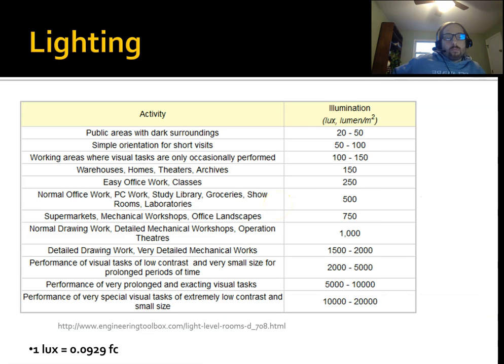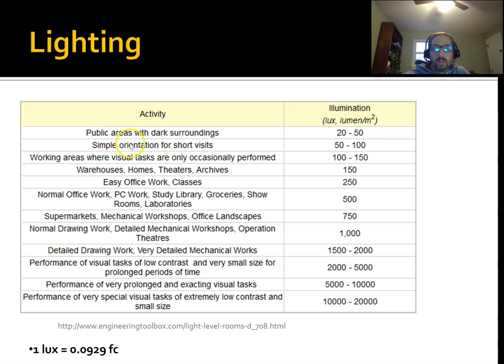And one of the main reasons we want to do a lumen analysis is because different applications require different light levels. Okay, so here's a chart that shows the suggested range of lux given different activities.